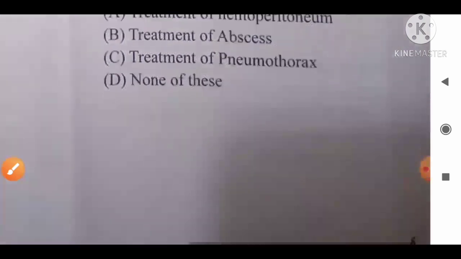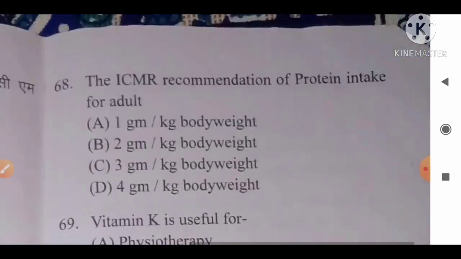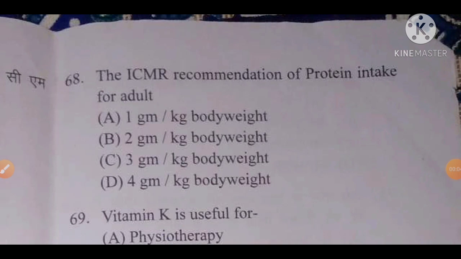Move to the next question, number 68. The ICMR recommendation of protein intake for adult is option A, 1 gram per kg body weight, B, 2 grams per kg body weight, C, 3 grams per kg body weight, D, 4 grams per kg body weight.